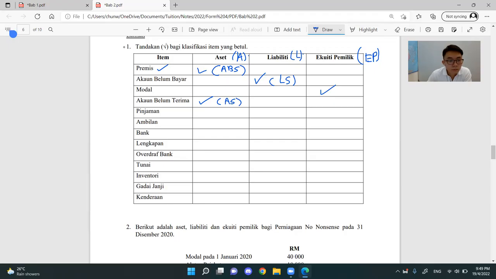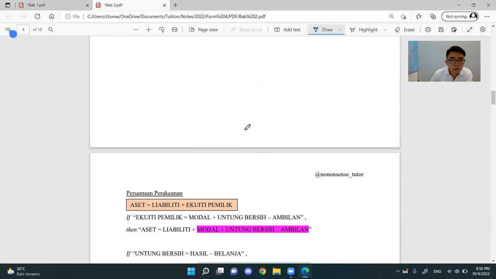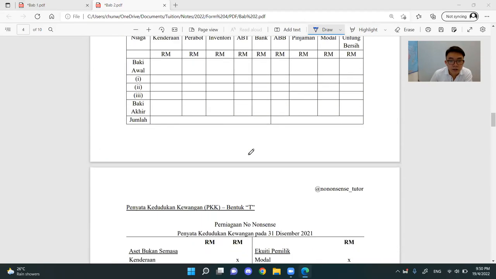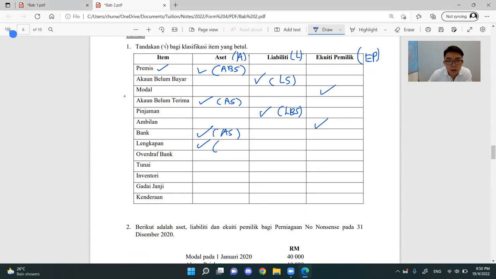All right, pinjaman. Yep, liability. Liability bukan semasa. Ambilan. Yep, EP. Very good. Bank. Yes, very good. Asset semasa. So bank is asset semasa. ABT is asset semasa. Okay, now lengkapan. Are you sure it's A? Let's see, lengkapan, is it A or L? Lengkapan is A. Kelengkapan is an asset, bukan semasa. So lengkapan is A, an asset bukan semasa.